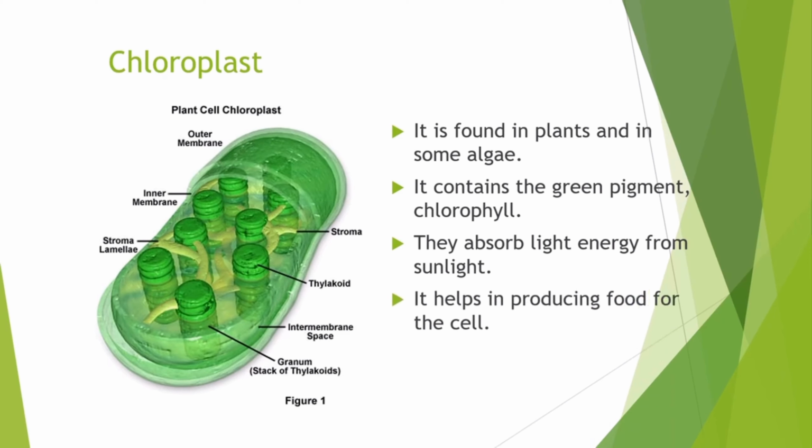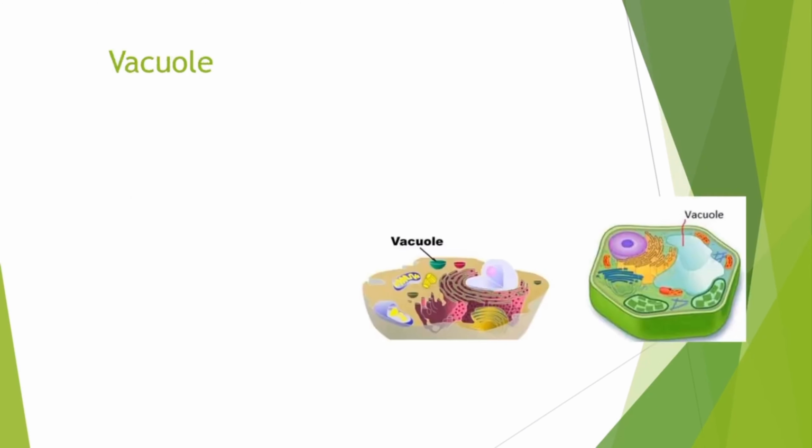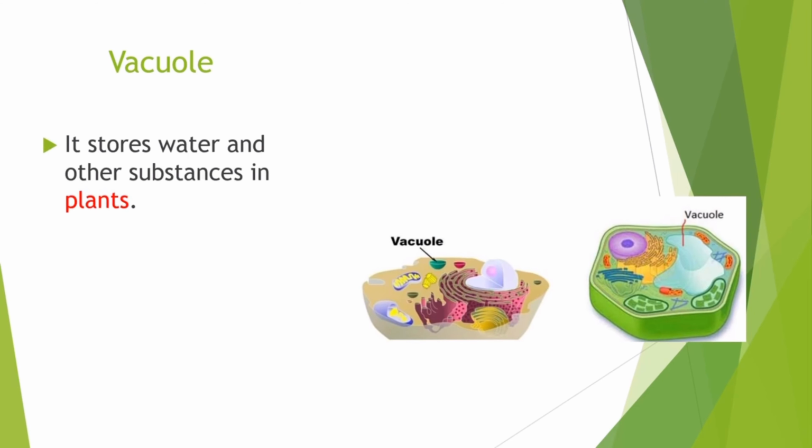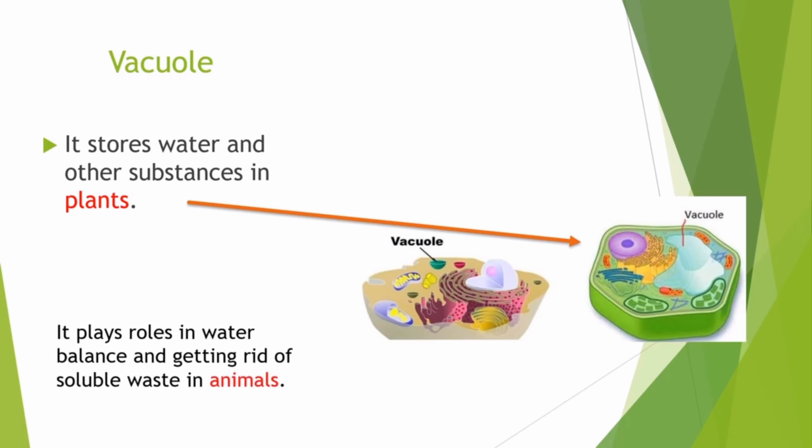Now we also have vacuoles. Vacuoles store water and other substances in plants. As you can see, in plants their vacuoles are very big, much larger than in animals. And in animals, the vacuoles play a role in water balance and getting rid of soluble waste. So that's the vacuole of animals.